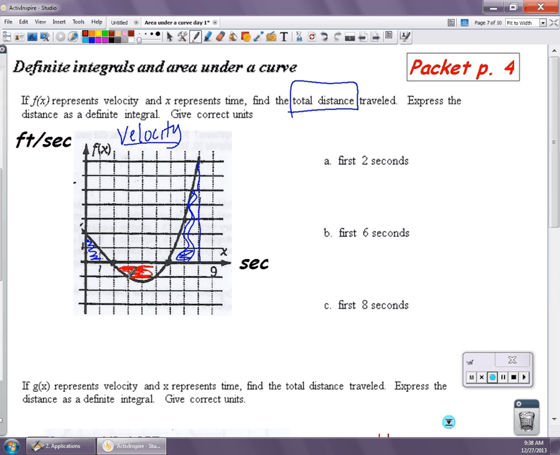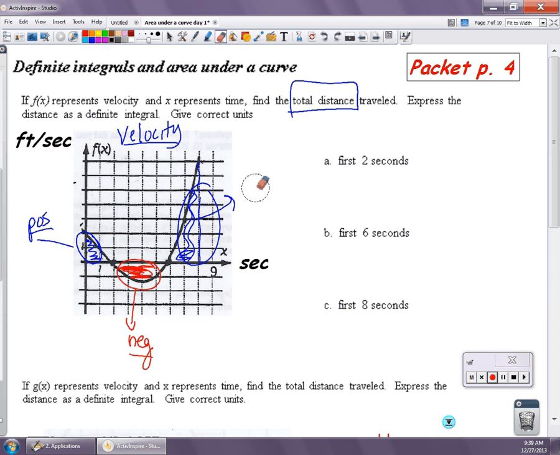Now, when we're dealing with net area, the area that is above the x-axis would be counted as a positive value, and the area that is below the x-axis would be counted as a negative value. That's when we're finding the net area. Now, in this particular case, since this is a velocity graph, net area would represent displacement, where total area would represent total distance traveled. We're going to do both just to get that idea across to you.